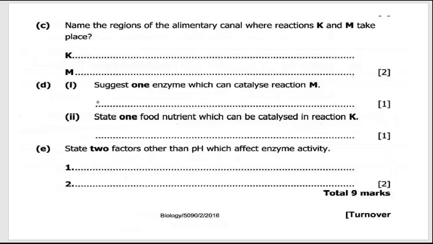Now the pH value of the environment is determined by the type of juice that is produced. For example, in the stomach, gastric juice is produced, and gastric juice has got hydrochloric acid. So meaning the stomach is acidic. So we're going to say stomach.